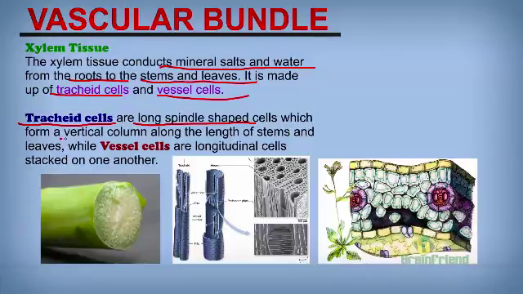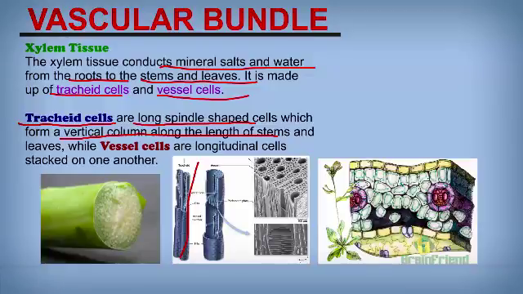They form a vertical column along the length of stems. You can see the tracheid. If you look closely, you can see the hole showing that it's like a tube through which fluid can pass. It extends, like I said, through the entire length of stems, leaves, or even roots. Tracheid cells carry water and mineral elements.